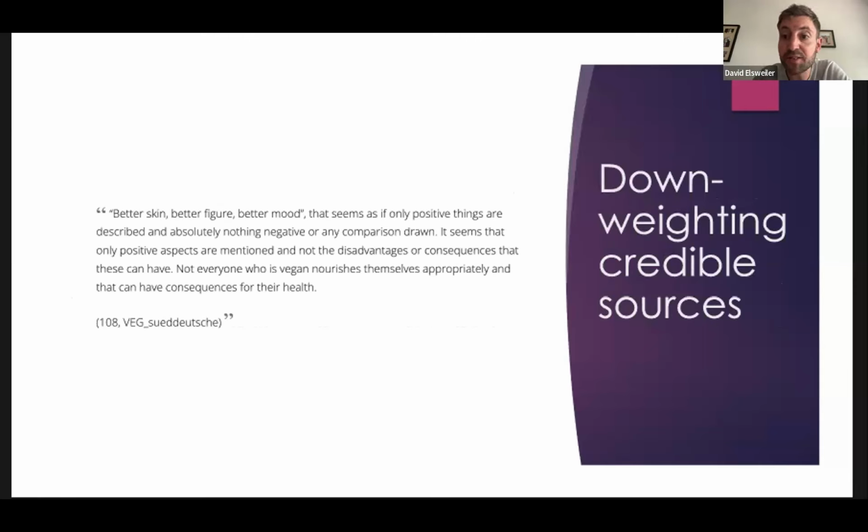Even highly rated domains can be downweighted under certain circumstances, as this example shows. "Better skin, better figure, better mood. That seems as if only positive things are described and absolutely nothing negative or any comparison is drawn. It seems that only positive aspects are mentioned and not the disadvantages or consequences that these can have. Not everyone who's vegan nourishes himself appropriately, and that can have consequences for their health." So the fact that Süddeutsche, which is a broadsheet newspaper in Germany, presented what the participant perceived to be an imbalanced perspective led to that participant giving a lower credibility judgment.